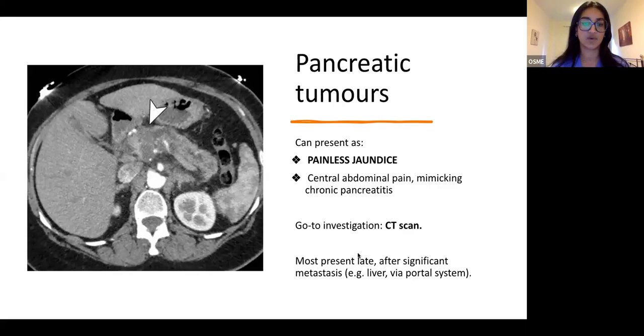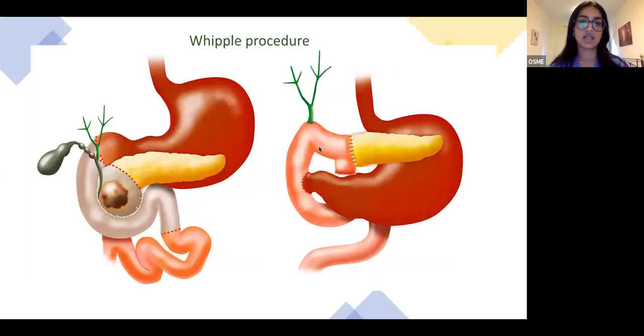So yeah, like I said before, they mostly just present late, which is very sad, after significant mets. So they can metastasize to the liver via the portal system, and they tend to have a very poor prognosis. And the management of pancreatic cancer would be a Whipple's to remove the tumor and also reroute basically the digestive tract. Yeah, very complicated, very long procedure.